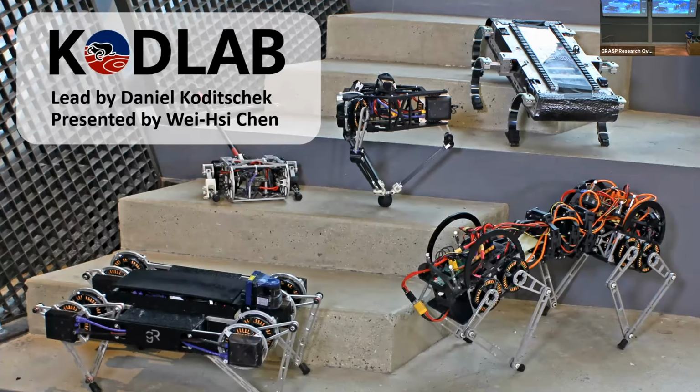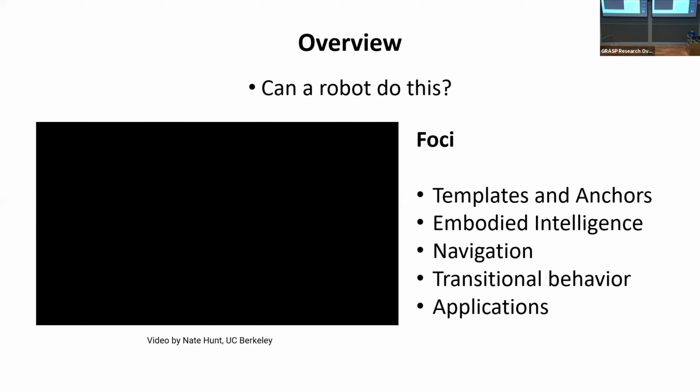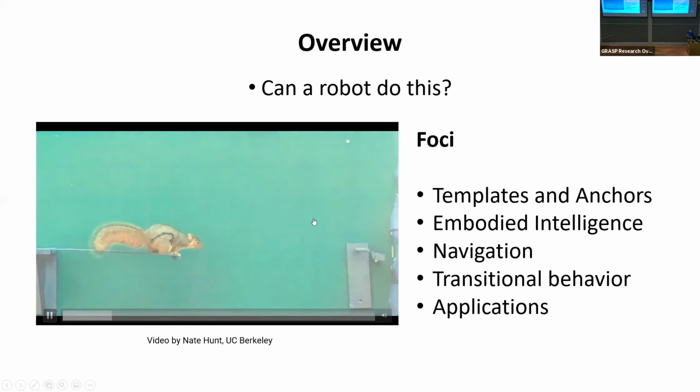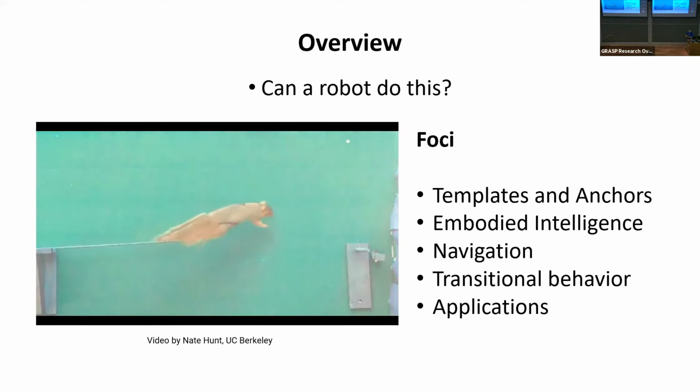And so this is a portrait of our lab robots, and we do legged robots. Our lab's philosophy is to try to understand the limitation of what a robot can do or cannot do. So we see here, there's a squirrel doing the parkour motion, and we ask, can our robot do this? And we can't right now, but we want to understand why.